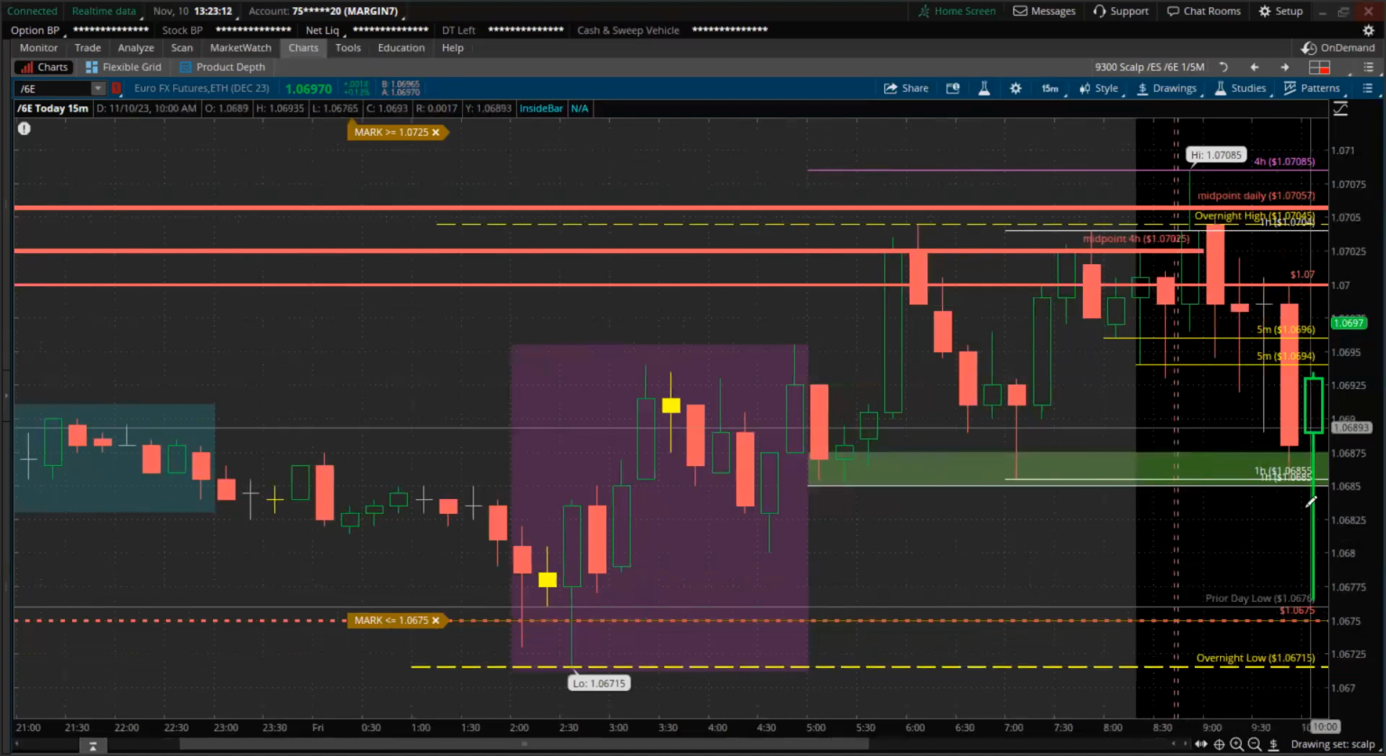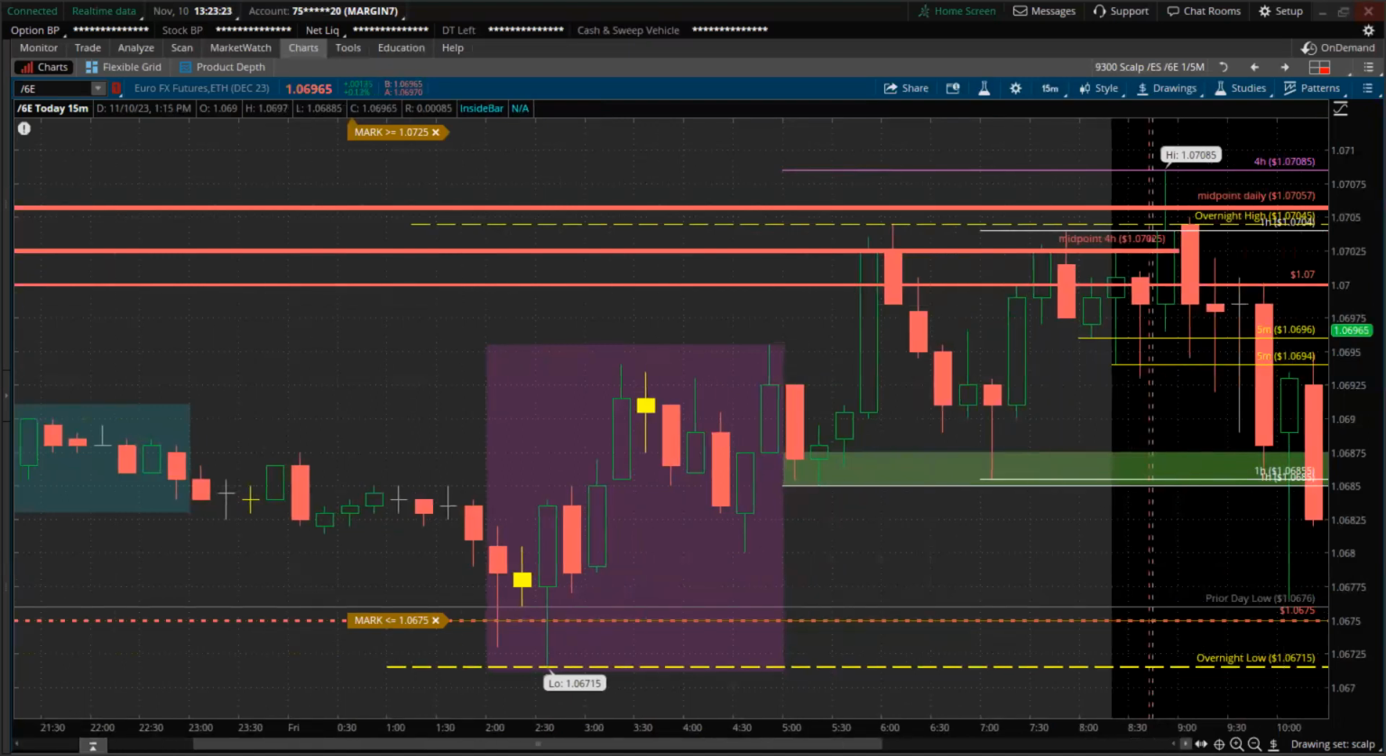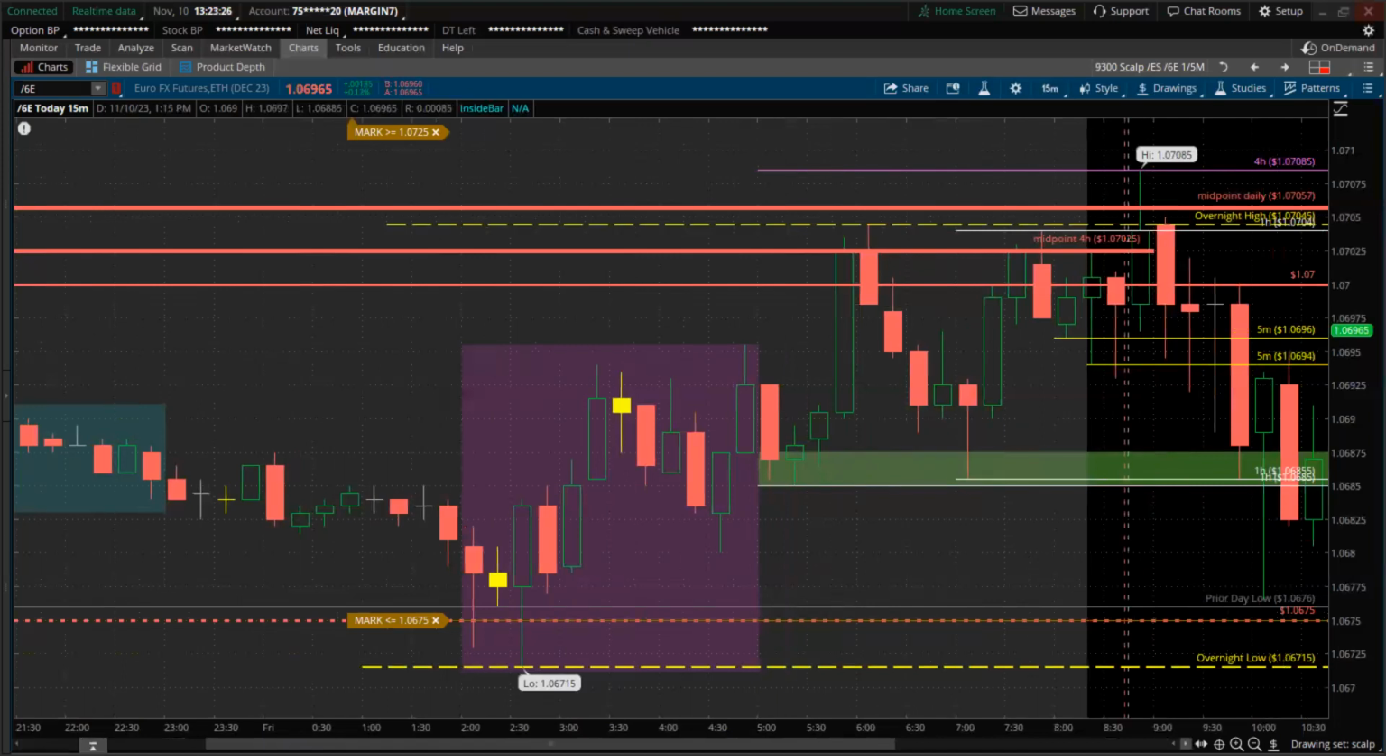Look at that. Big dump even further, just shy of testing the quarters. Obviously, buyers stepped in here during it. Big whipsaw. Big tail. And just take it up to the 10:30. And there we go.